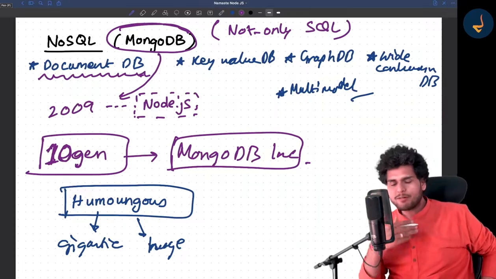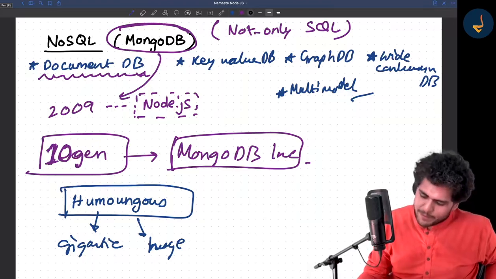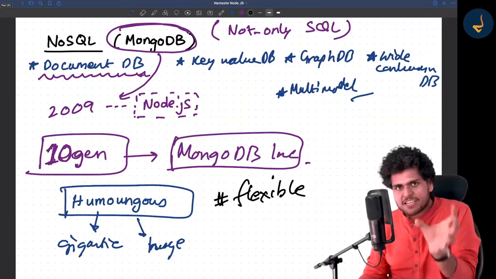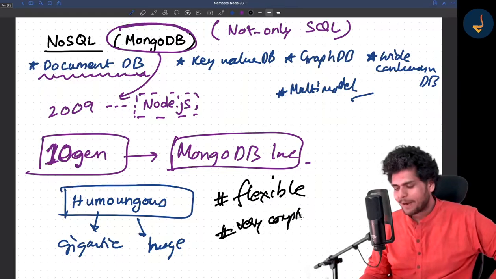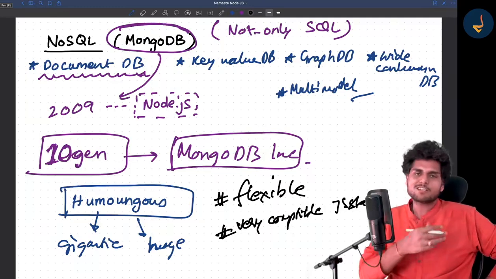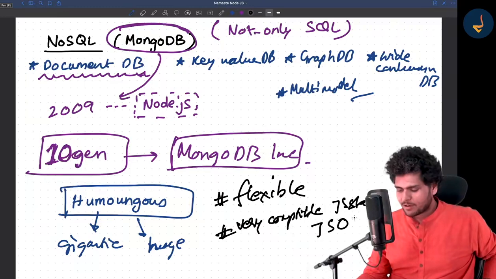It's very much developer friendly, I would say. There are various reasons why people use MongoDB and why it is popular. It is very flexible. It does not have a very rigid kind of contract. It is very compatible with Node.js, very compatible with the JS stack. So if you work with Node.js, it's very much compatible. It stores data in JSON, in documents, and documents map to JSON very well.